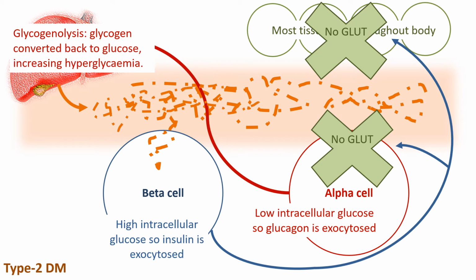Glucagon, of course, stimulates glycogenolysis, also known as glucogenolysis in some texts. Glycogen is converted back to glucose, which then is released from the liver, from the hepatocytes, and increases that hyperglycemia further.